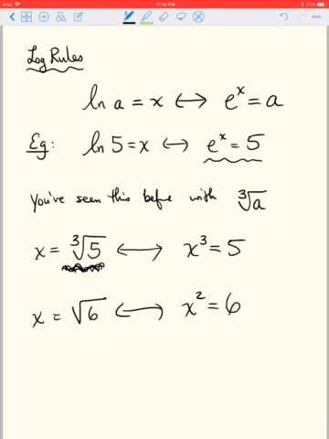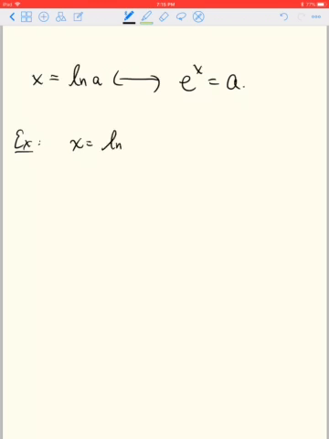Similarly, if I were to say x is the square root of 6, that's the same as saying it's the number such that if you square it, you get 6. Right? And so we're used to talking about square roots and cube roots with relation to functions like x cubed and x squared. So when we talk about logs, they're in relationship to the function e to the x. So let's write this one more time. So natural log of a is equal to x. That means that x is a solution to e to the x equals a.